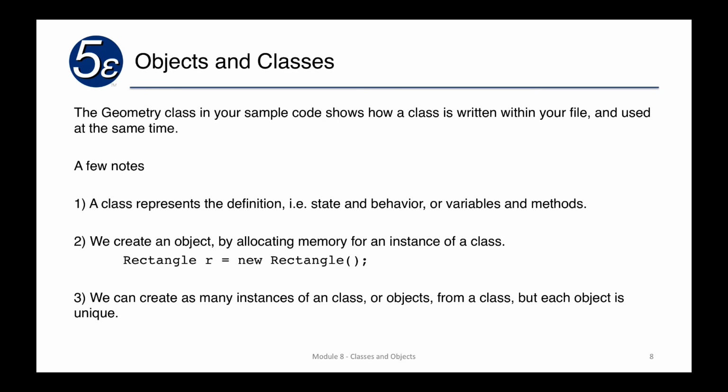So a few notes. The class represents the definition, the state and behavior of the variables and methods. The class defines what is the actual code, the specific variables, as well as the methods that are allocated. When we create an object, we do this by allocating the memory with the new keyword and a constructor. And we can create as many instances of a class or these objects from a class, but each object itself is unique. So a rectangle as a class is different than a square. And each rectangle that we create, R, R1, R2, R3, are unique objects.